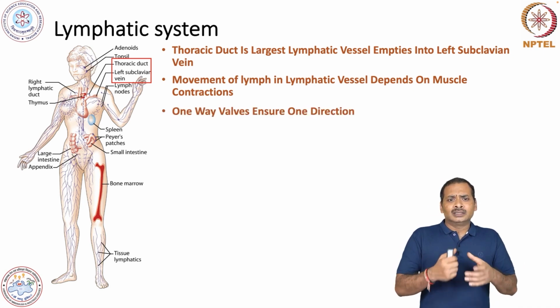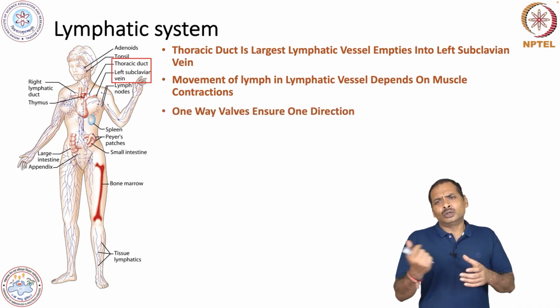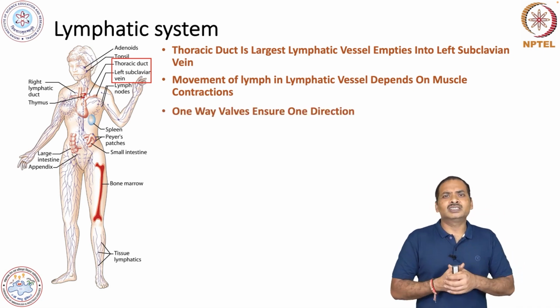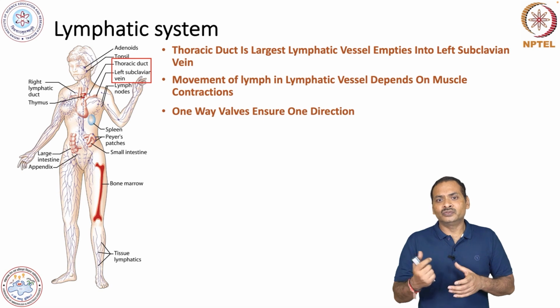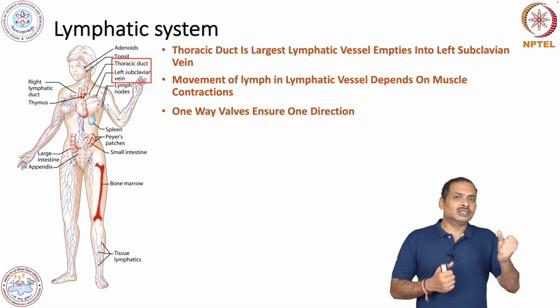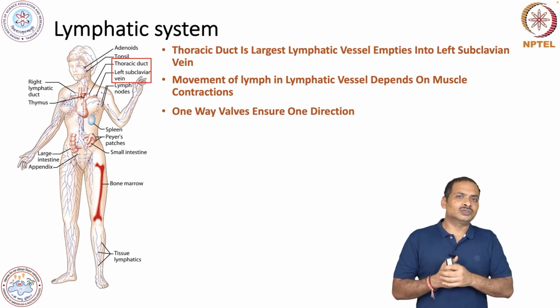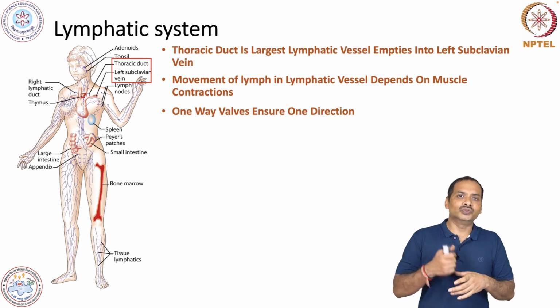Okay, and they also have valves. In lymphatic vessels there is a valve, and this is a one-way direction. So with muscle contraction, and with the help of this valve, the fluid keeps on moving. Okay.